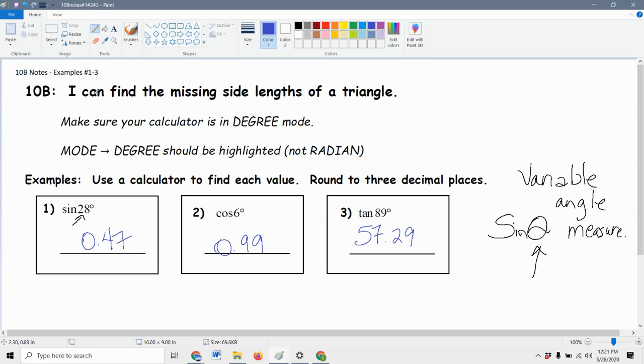And that's how you are going to use your calculator to find the value of sine, cosine, or tangent of an actual angle measure.